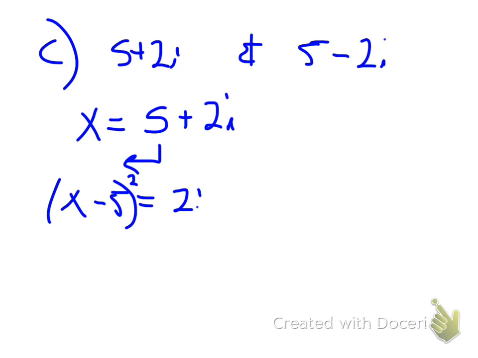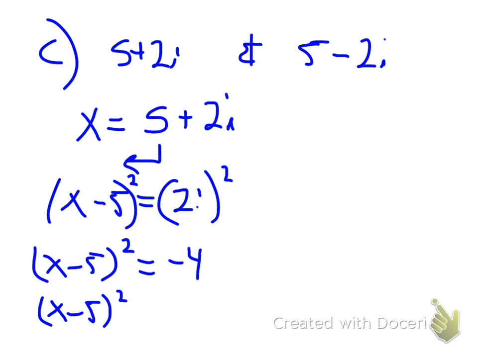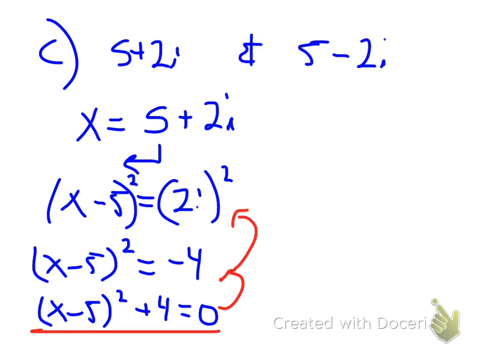Then I would square both sides. So I have x minus 5 squared equals, now when I square that, I'm going to get positive 4 times a negative 1, because i squared is negative 1. So I'll get a negative 4. I'm going to add the 4 to both sides, so I have x minus 5 quantity squared plus 4 equals 0. You can see this is our completed square, and I'm just working the other direction. If I would be solving this by completing the square, I would just be going up, and now I'm just going the other direction to go backwards.